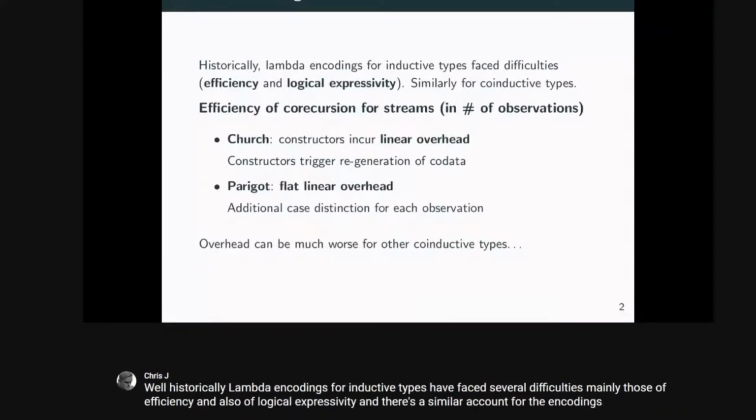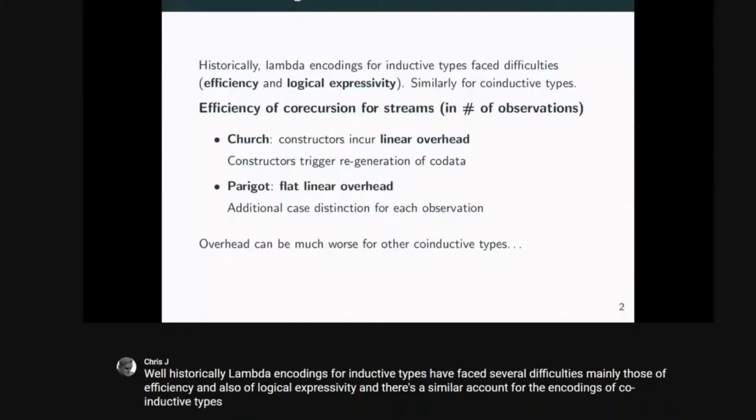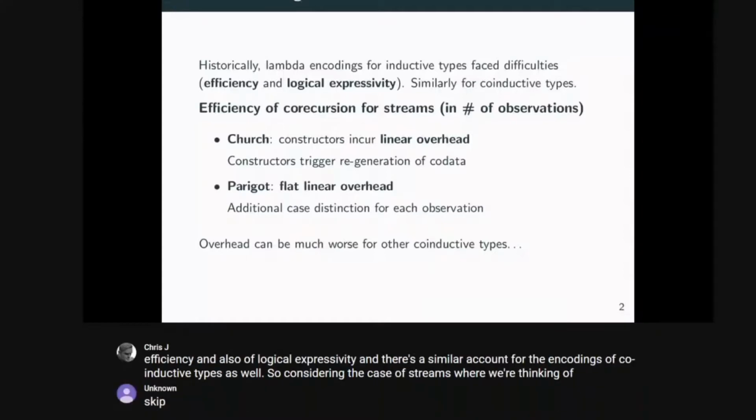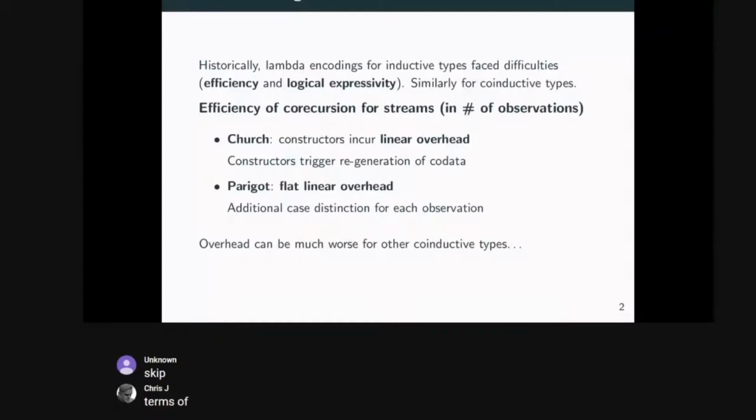So considering the case of streams, where we're thinking of efficiency in terms of overhead in the number of observations made, for the Church encoding, each use of a constructor incurs an additional linear overhead, and that's because constructors will trigger the regeneration of codata. For the Parigot encoding, there is a flat linear overhead cost because every observation you make involves an additional case distinction. Again, this is just for the case of streams. The overhead can be much worse for other coinductive types, in particular ones where the signature is defined, say, with an inductive type, so certain nested constructions.